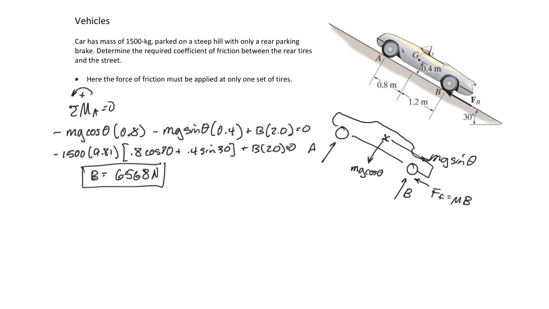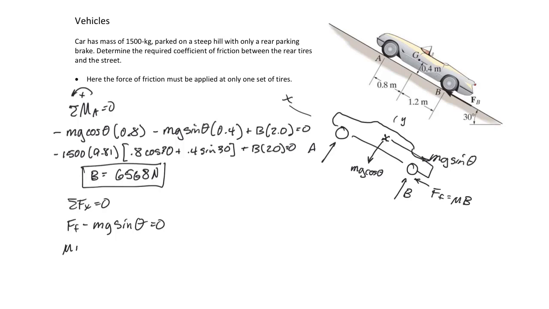Now, once I know the normal force at B, I should be able to solve for the coefficient of friction required by summing the forces in the x direction. So the x direction is here, this is y. Sum of the forces in the x is equal to 0. I'm going to go uphill as positive. So I'll have force of friction going up minus mg sine theta going down. Those are the only two forces in the x direction.